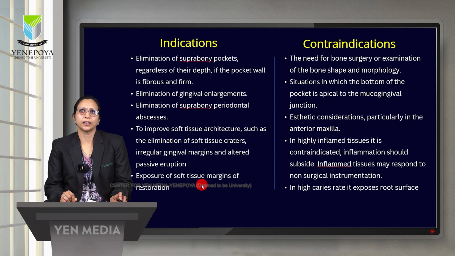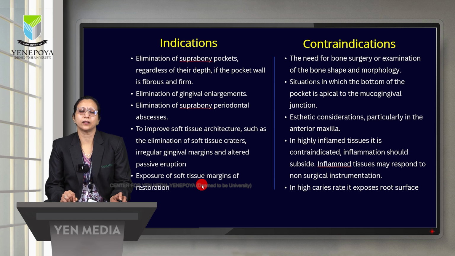In aesthetic areas, particularly in the anterior maxilla, this technique is not recommended unless it is required for a crown lengthening procedure. And in case of highly inflamed tissues, where the tissues are very soft and edematous, it is completely contraindicated because this inflammation should subside before we remove the gingiva. As we have already discussed in the indications, we do this procedure only if the tissue is firm and fibrous. The inflamed tissues may respond to non-surgical instrumentation alone, and a surgical gingivectomy may not even be indicated in such cases.